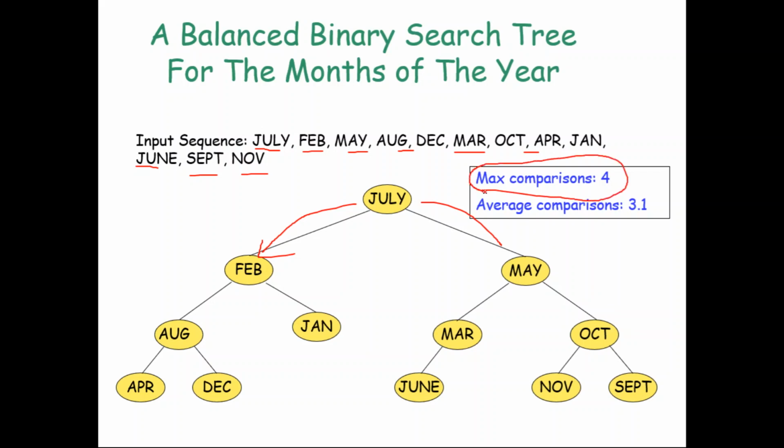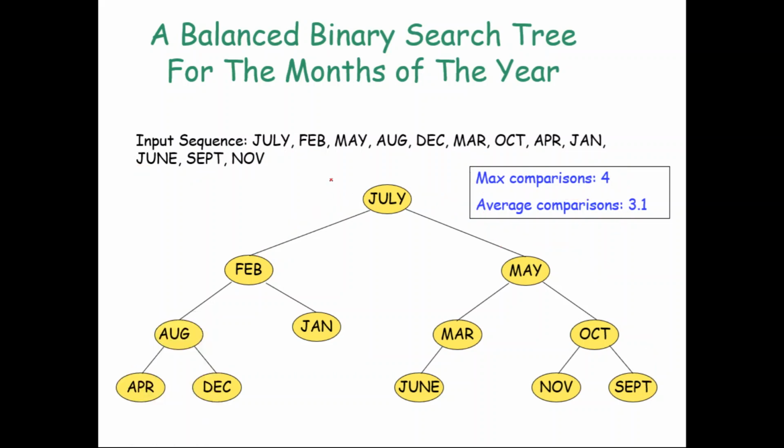Okay. If you want to check September, then S is greater than J, so go right. S is greater than M, go right. S is greater than O, go right. Identify it. So that will work for any other node also. So max comparison is 4, and here our average comparison is 3.1.